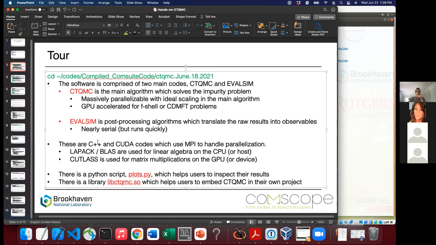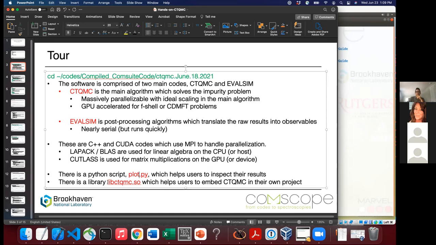So for the GPU, this is essentially doing what LAPACK and BLAS are doing for us on the host for the local matrices. In addition, if you look in the bin directory, there's a Python script, plot.py, which I just made and hopefully won't have any issues for you. That'll help you visualize the results we're going to generate today or in the future if you want to look at things. And finally, it can also generate a library in case you want to embed this in a DMFT code you're working on.